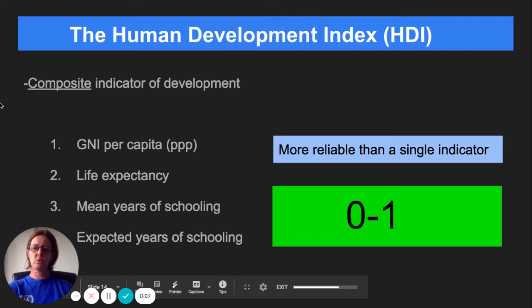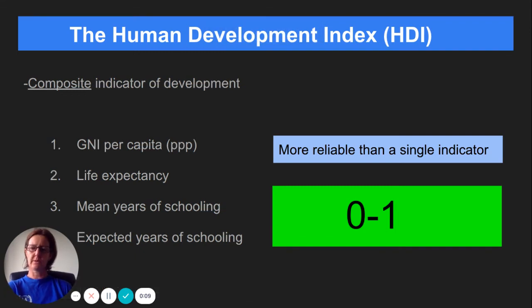Okay, so we're still doing Unit 5.1. We're still looking at development and disparities. But what we're really looking at for this lesson and the next one is how to measure development and evaluating these measurements of development. So today we're going to look at the Human Development Index.